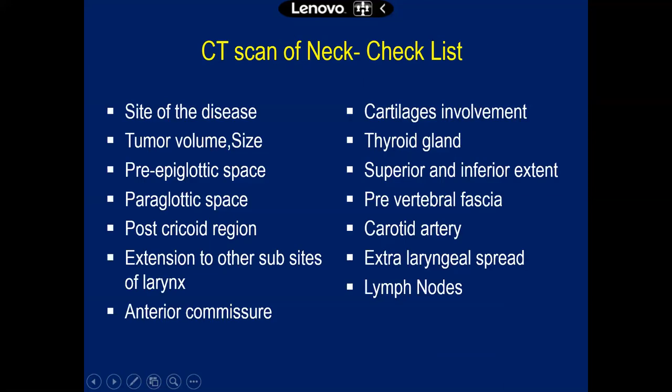Now coming to the checklist which I told you in the beginning. One, the site of the disease: you should know where the epicenter of the tumor is, whether it is supraglottic, glottic, or subglottic, which is very rare. Then the tumor size. This can be made out only on the CT scan. Pre-epiglottic space involvement is T3, paraglottic space is T3, post-cricoid involvement is T3, extension to another subsite is T2, and anterior commissure involvement will not change the stage. Cartilage involvement is T4A, thyroid gland is T4A, and pre-vertebral fascia is T4B.